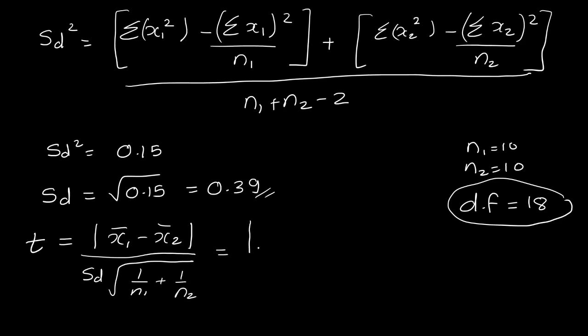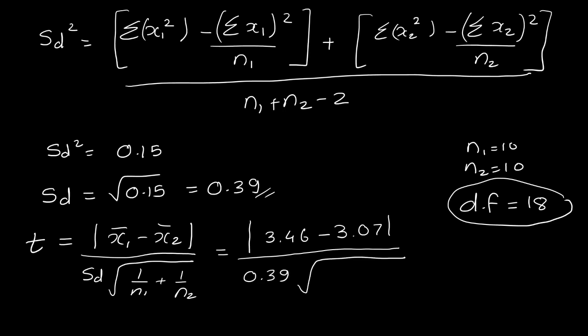So I have all these values. X1 bar is 3.46, x2 bar is 3.07, the SD value which I have calculated is 0.39, and n1 is 10, n2 is also 10 in this case. If you solve this further, it will come out to be around 2.44. You can just verify these answers.